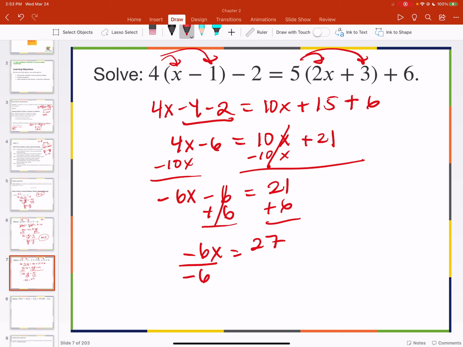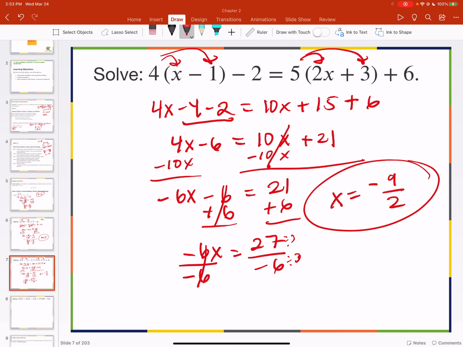Divide by negative 6. And we get x is equal to, these are both divisible by 3. So divide by 3, divide by 3. You get negative 9 halves when you simplify that.